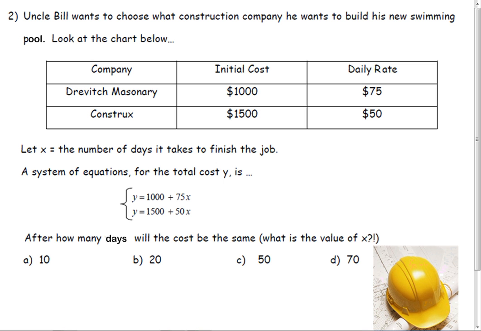Uncle Bill wants to choose what construction company he wants to build his new swimming pool. This is a real life problem. He's got 2 construction companies. This one's $1,000, but he's going to charge $75 a day. This one's going to come up with $1,500, but charge only $50 a day.